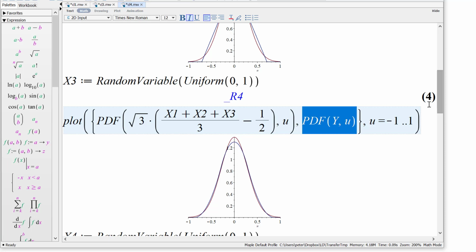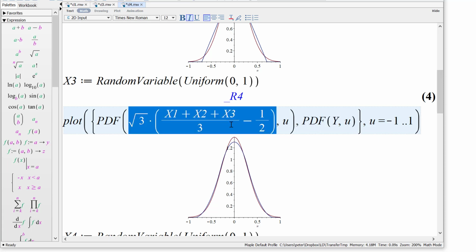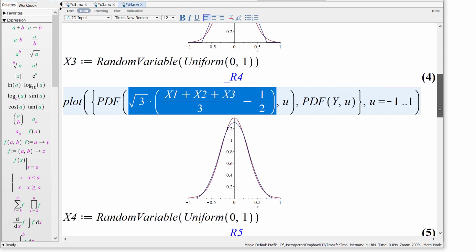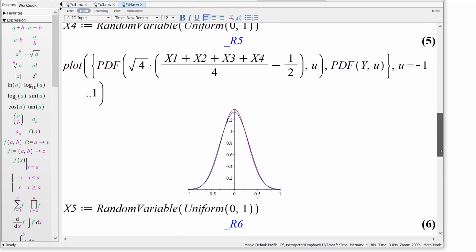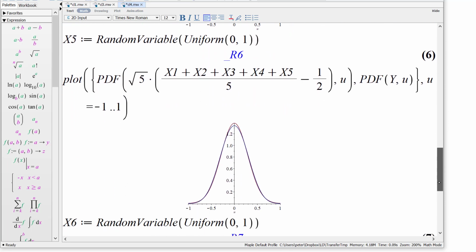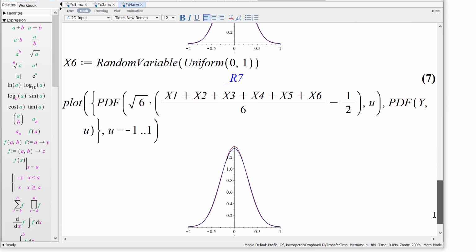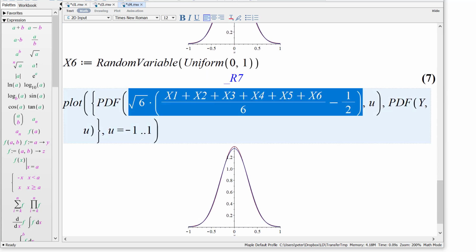We see that the distribution of this whole thing does converge to a normal distribution. Here's the case when we have 4, here's the case when we have 5, and here's the case when we have 6. This guy does not go to a spike. It goes to a nice normal with expected value 0 and variance sigma square, which is 1 over 12 in this example.